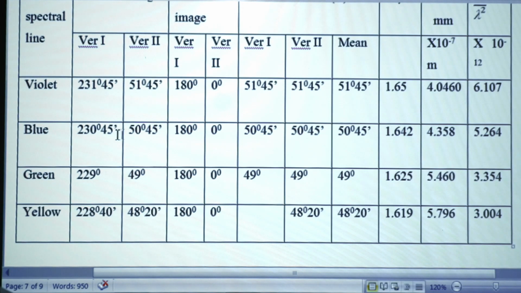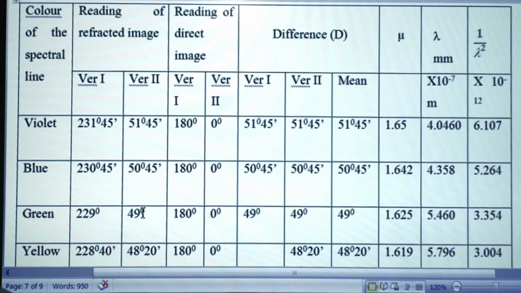Similarly, the readings corresponding to the blue line, green line and yellow line in the refracted ray at the minimum deviation positions are noted. After that the prism is removed, we observe the direct ray, and the readings on Vernier 1 and Vernier 2 are taken. Initially it is adjusted such that Vernier 1 reads 180 and Vernier 2 reads 0. So we obtain the Vernier 1 and Vernier 2 readings, which are the same for all.